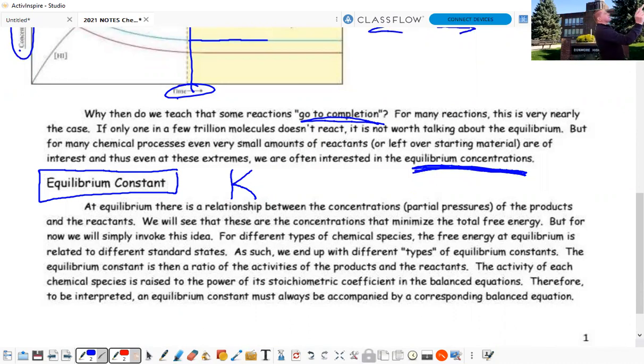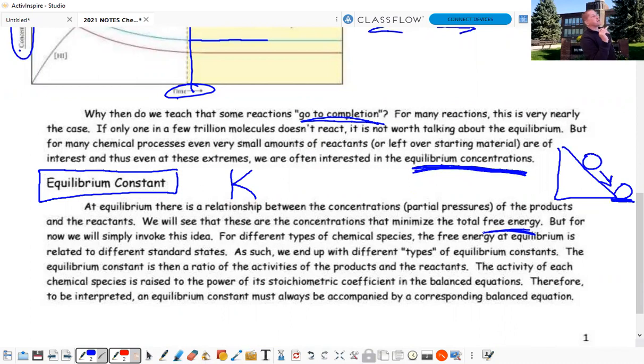So at equilibrium, there is a relationship between the concentration or the partial pressure of the products and the reactants, a ratio between the reactants and the products. We will see that these are the concentrations that minimize the total free energy. In other words, they lower the energy, and it's back to that idea of if you put a ball in the middle of the ramp, it rolls downhill because down here it has lower energy. So that same idea, Gibbs free energy, delta G, if you remember. But for now, we're going to simply say that that's possible. So we're now saying that it's at the lower energy. This is where equilibrium is reached.